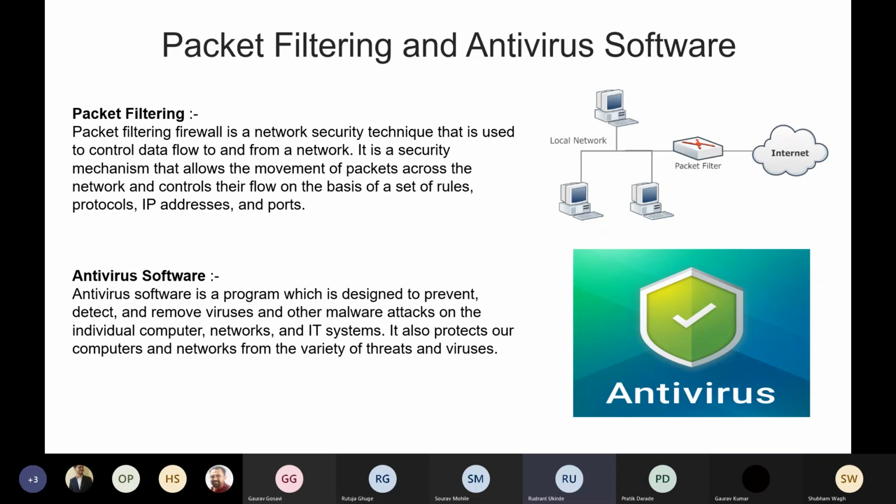Antivirus software is a program designed to prevent, detect, and remove viruses and other malware attacks from an individual computer or a network. It also protects our computers and networks from a variety of threats and viruses. Next slide, please.